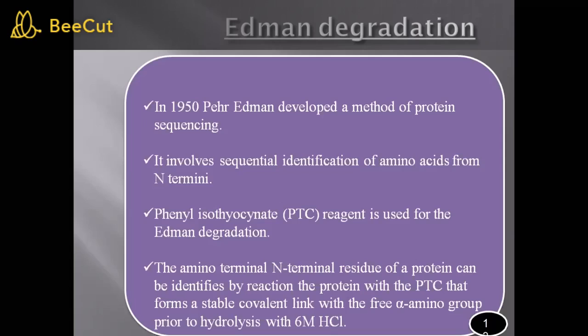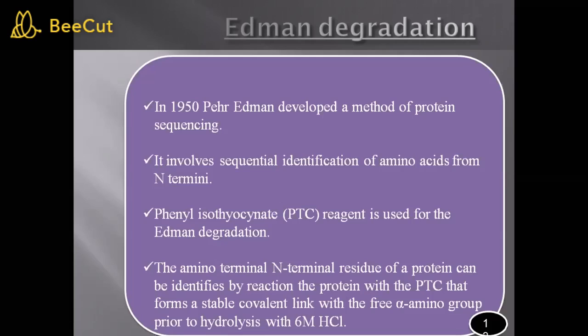As in the Sanger sequencing, we are determining the amino acid sequence of that particular protein from the N-terminal. Likewise, here also we are determining the amino acid sequence from the N-terminal end of the polypeptide chain. For this, phenyl isothiocyanate, the PTC reagent, is used for the Edman degradation. Sometimes it is also called Edman's reagent.